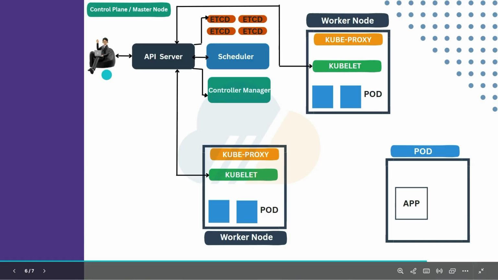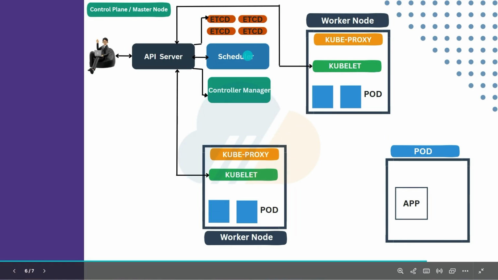So, if a user gives a command to Kubernetes, for example, run my app, this request goes to the API server. Then, the API server checks the request. Is it valid or not? If it's valid, it sends it to the scheduler. Here, the scheduler looks at the machines, which means worker nodes, and decides which one has space, which one is ready. Then, it chooses the best worker node to place your app.